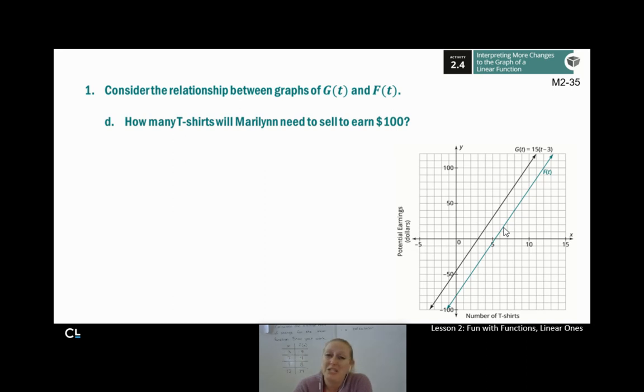So how many t-shirts is Marilyn going to need to sell to earn $100? Go ahead and use the graph. See if you can figure this out from the graph. Hit pause to work this out. Hit play when you're ready to check your work.